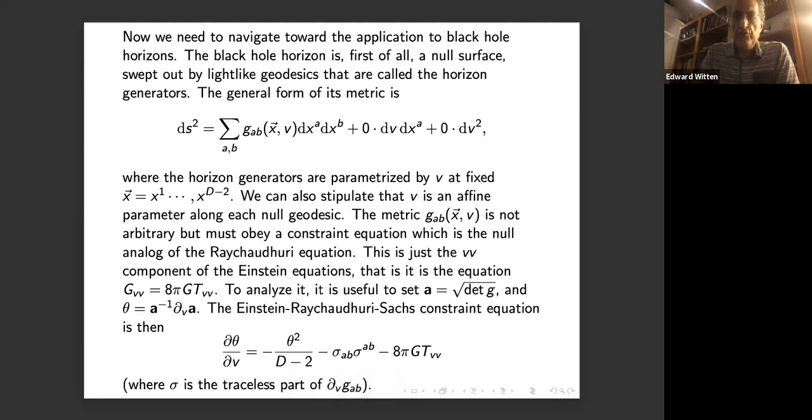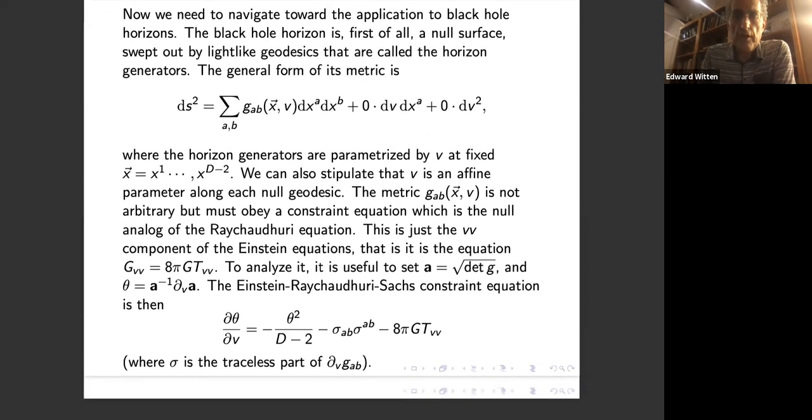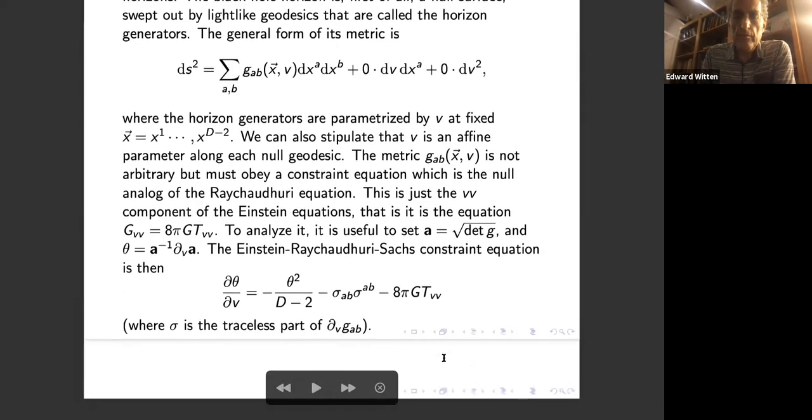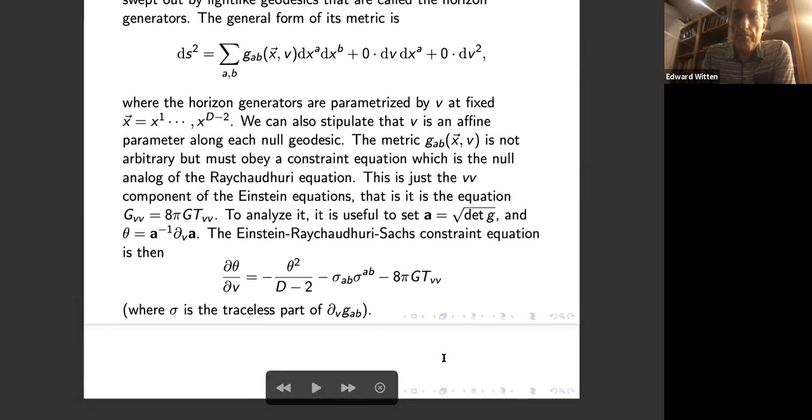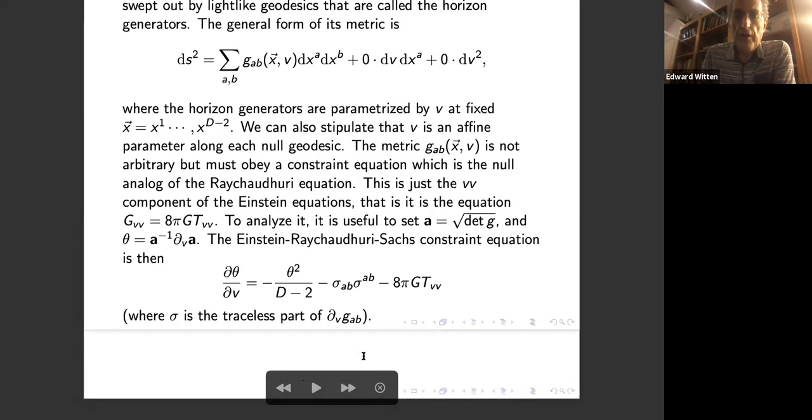So to analyze this equation, it's convenient to set A to be the square root of the determinant of G, and theta to be A inverse d_v A. This is a bold A. I think I'll have an unbolded A in a little bit. And then the Einstein-Raychaudhuri-Sachs constraint equation takes this form, where theta, the notation sigma is standard. Sigma is the traceless part of d_v of G_AB.